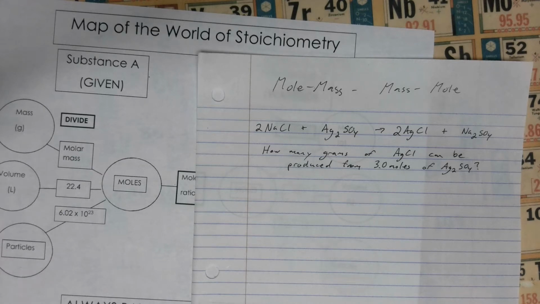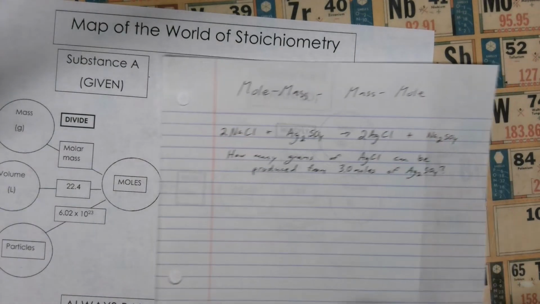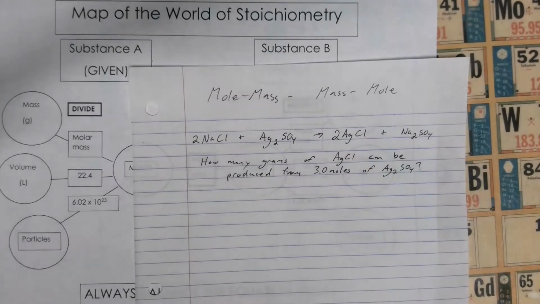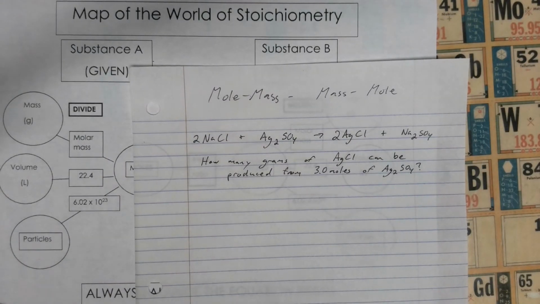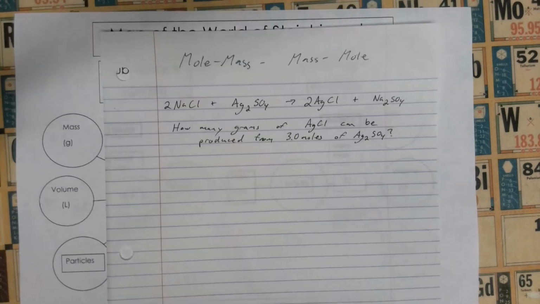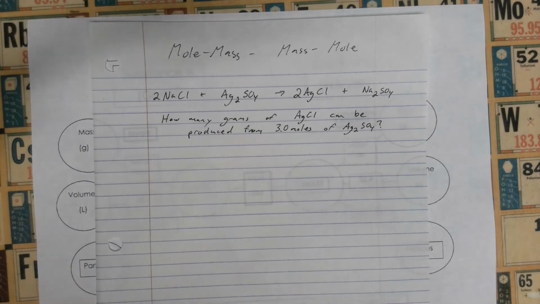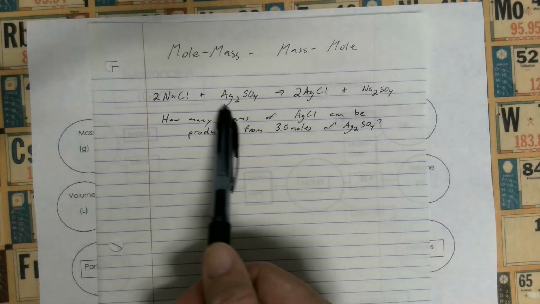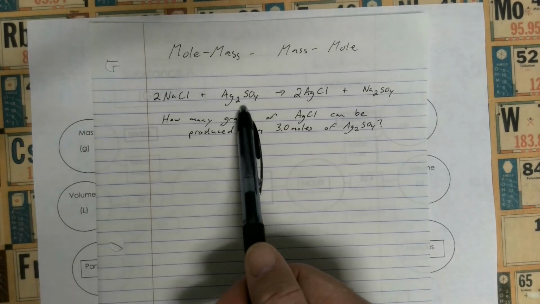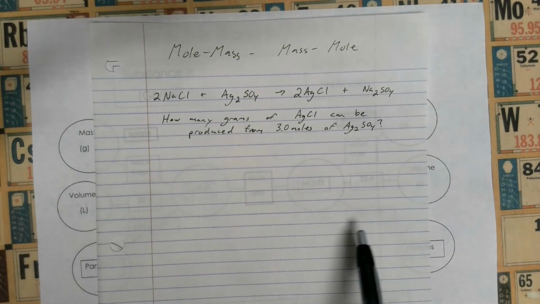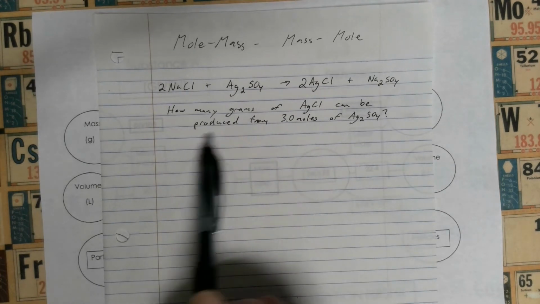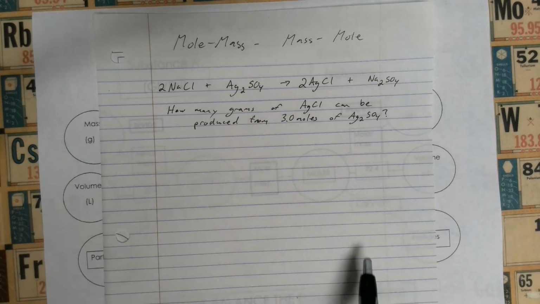Alright, so today we're going to get into mass-mole and mole-mass stoichiometry, where we're converting between moles of one substance or grams of one substance to the other. So what we have here is our equation: 2 NaCl plus Ag2SO4 yields AgCl plus Na2SO4. And the question is, how many grams of AgCl can be produced from 3 moles of Ag2SO4?